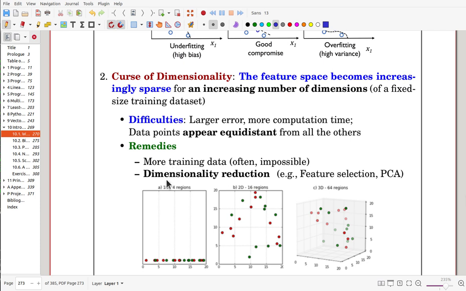Another one is dimensionality reduction. By using feature selection, you can reduce the dimension. Just try to select only important features, then maybe it is better. Or by using principal component analysis, you may try to transform the data set into orthogonal space and then select the first several principal components. Then your dimension is reduced. So maybe the curse of dimensionality will be decreased.